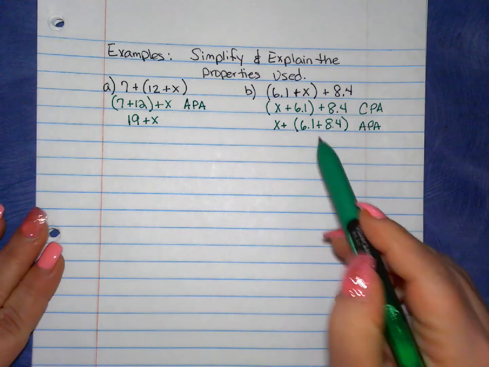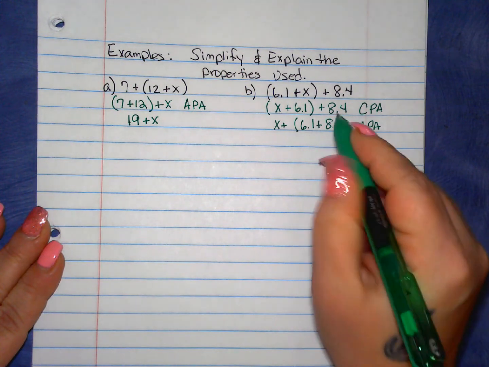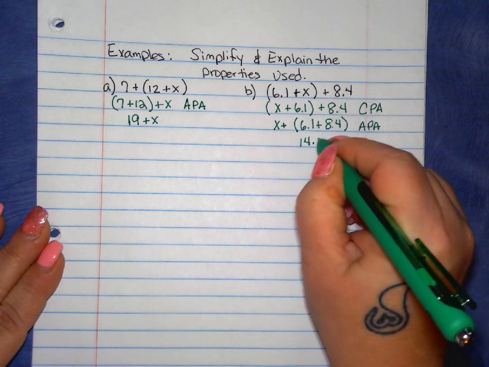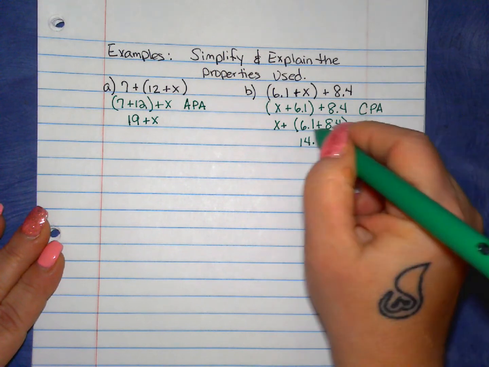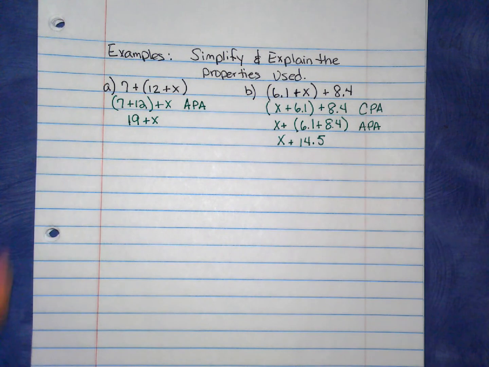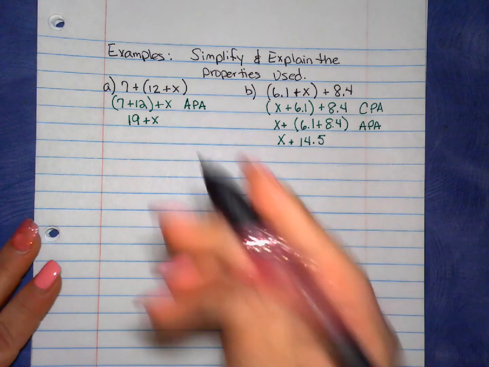Okay, so now I do the math and I add it. Well, 6.1 plus 8.4 is 14.5. And now I no longer need parentheses because I already did what was in it. So now I just bring down the rest of the problem. And I can't do anything else because I don't know the value of x. Nobody has said, hey, x is worth 4 or x is worth 10. So I have to leave it just that way. Okay? All right, let's do another. C.